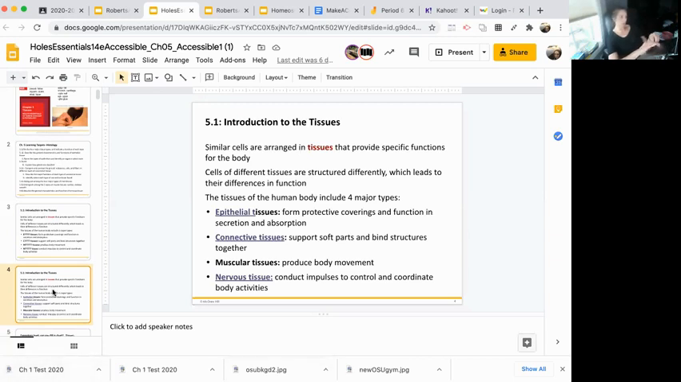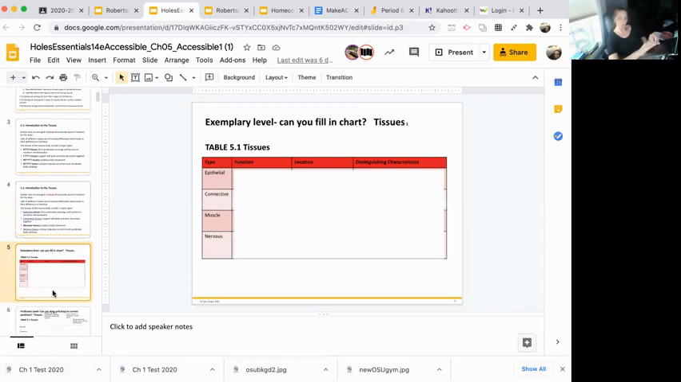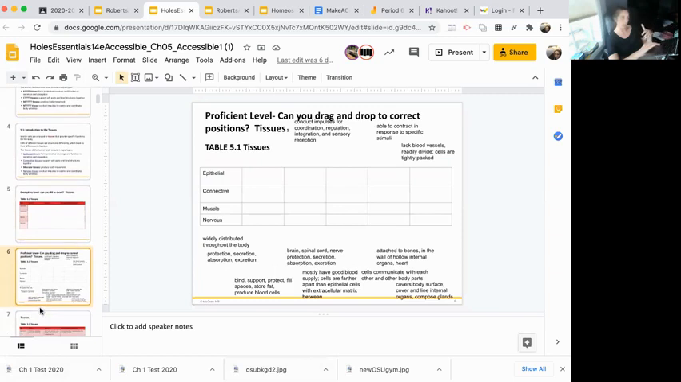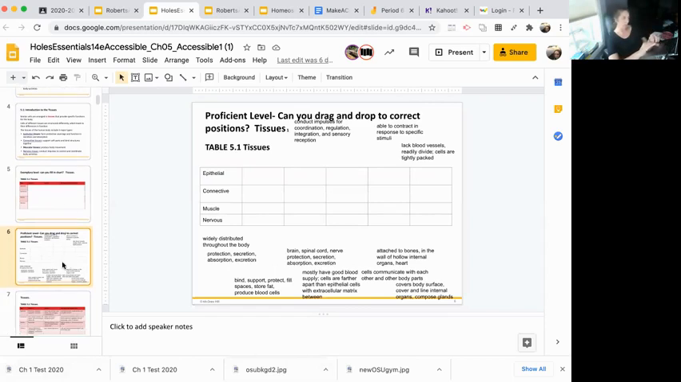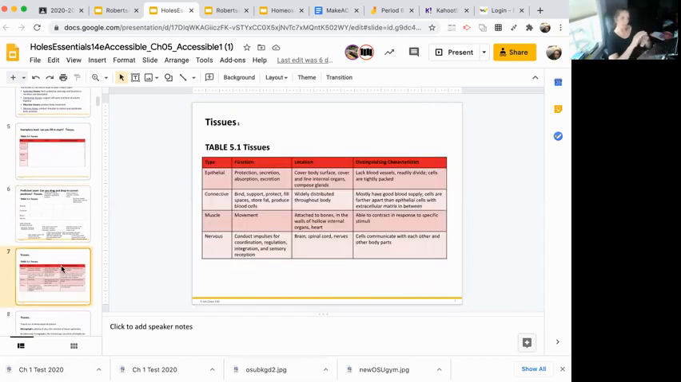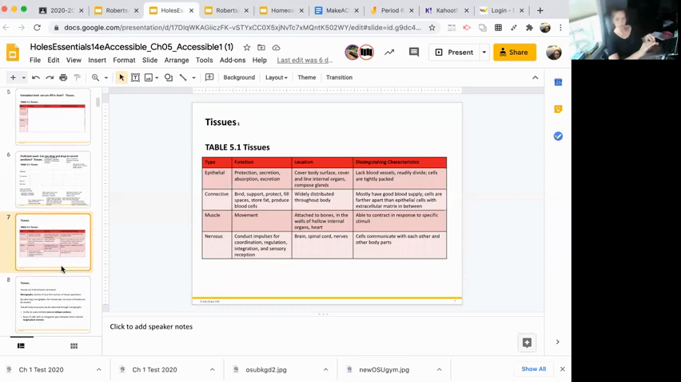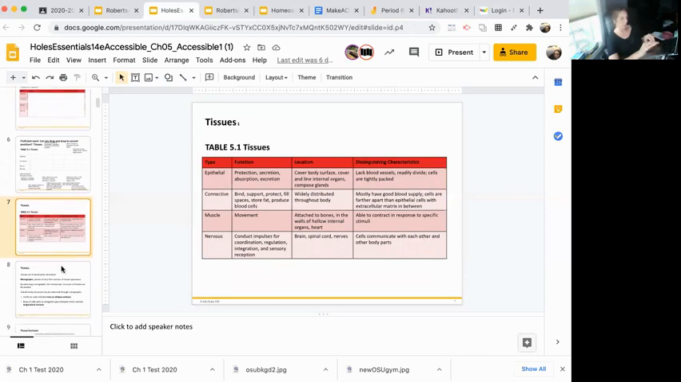So moving on. A reminder that there is a study slide. This slide has everything on one slide. If you could fill in a chart like this for this target, you would be exemplary. Then there's another one where you would be just dragging it around and mixing and matching it, which is kind of like proficient level. So you can practice both of those to get down all of the information on the tissue types and their functions, locations, and what distinguishes one from the other.